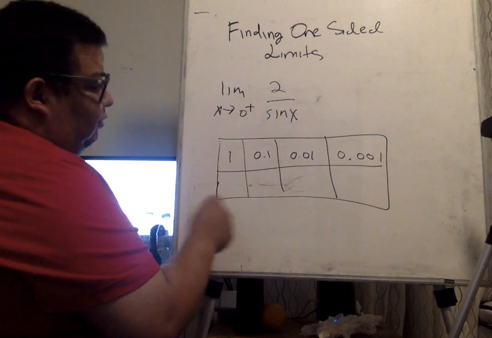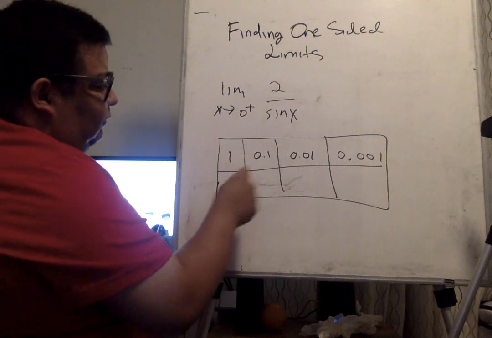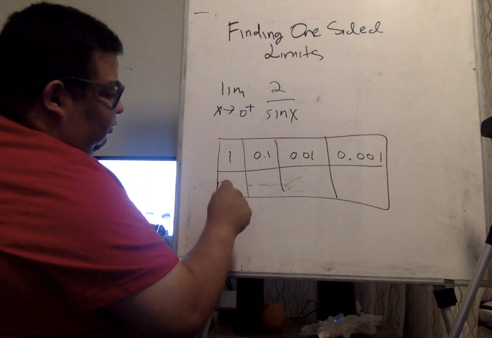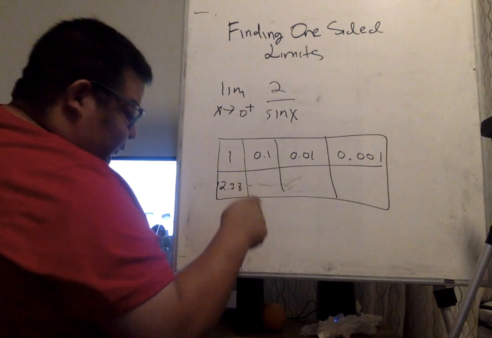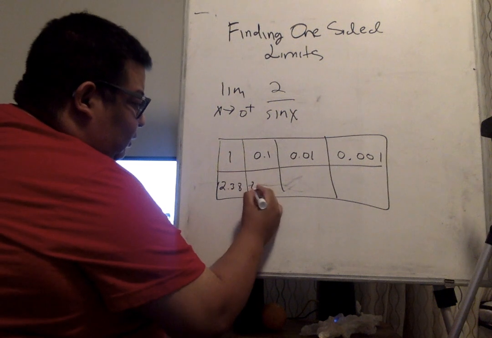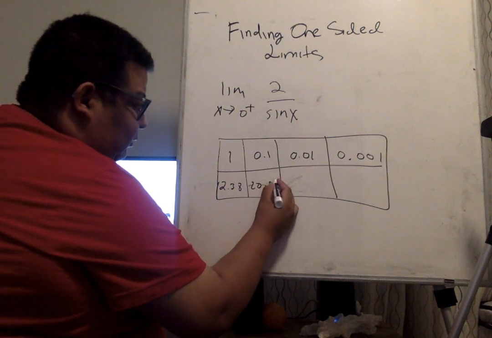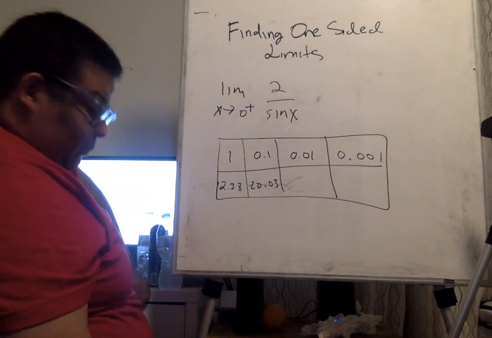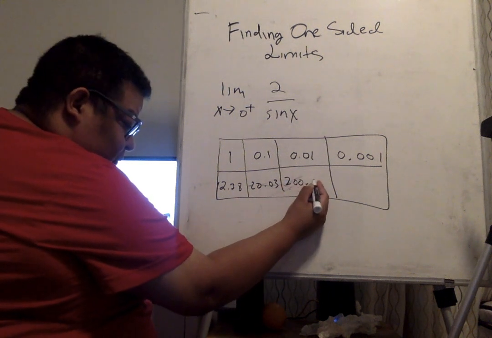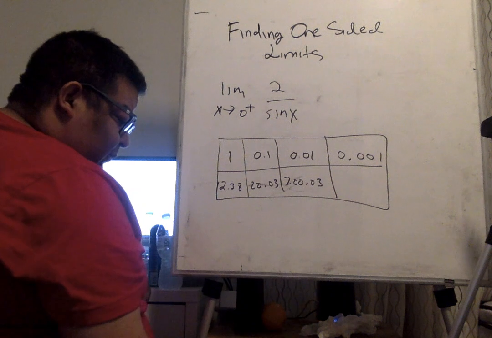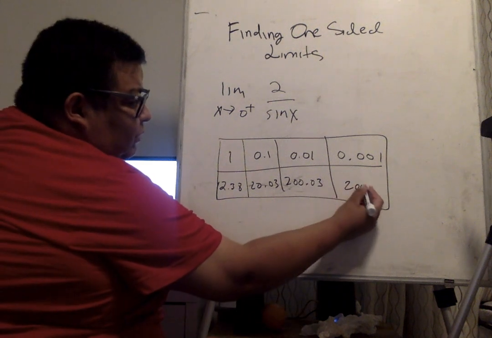Look what happens. I already calculated this for you, so you just have to plug these values into the function. You're going to get 2.38, then 20.03, then 200.03, then about 2000.